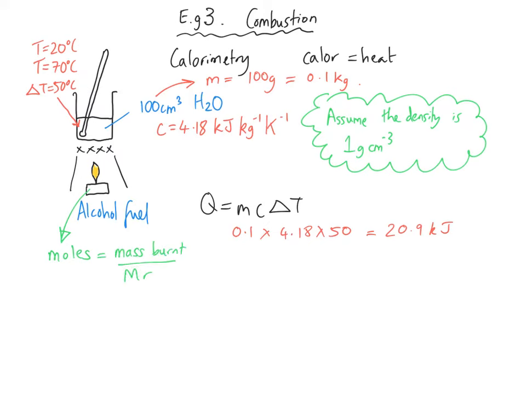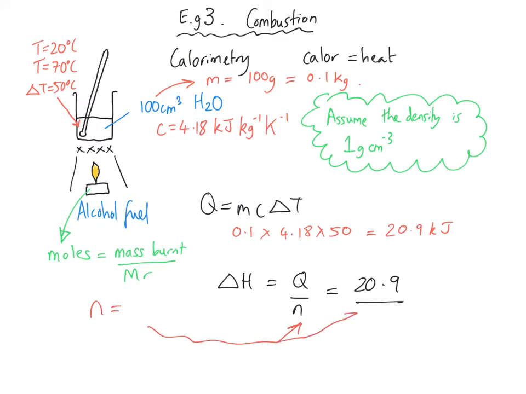And we would calculate that value by taking the mass of alcohol that has been burnt and dividing that by the Mr of the alcohol, whether it was methanol or ethanol, etc. And then this value for moles is what we would plug in down here, and we'd do 20.9 divided by whatever that number of moles was, and then we'd get our final answer of something. It would be negative because this is exothermic. The temperature would always be going up in a combustion reaction, and it would be something kilojoules per mole.